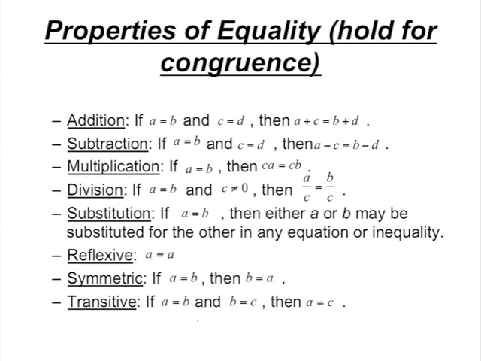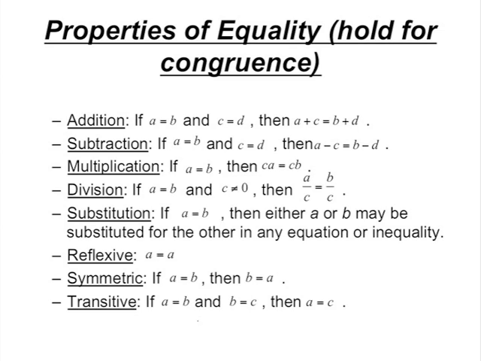So we can add, subtract, multiply, and divide as long as we're adding, subtracting, multiplying, or dividing by equal things. And we're not allowed to divide by 0 because that's like the biggest no-no in math. So those are our addition, subtraction, multiplication, and division properties.